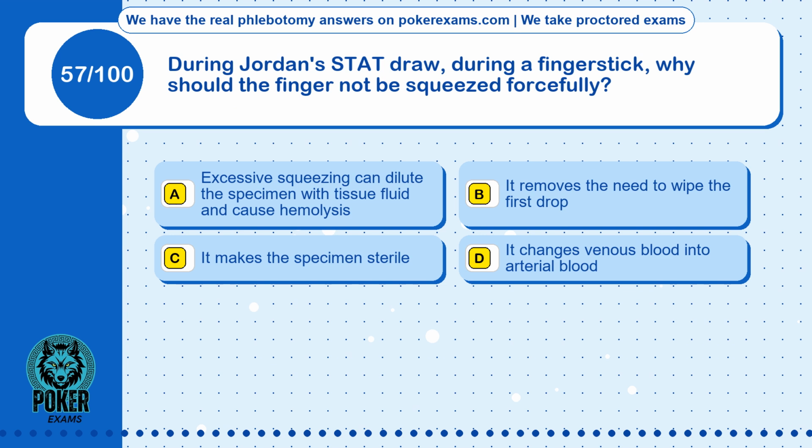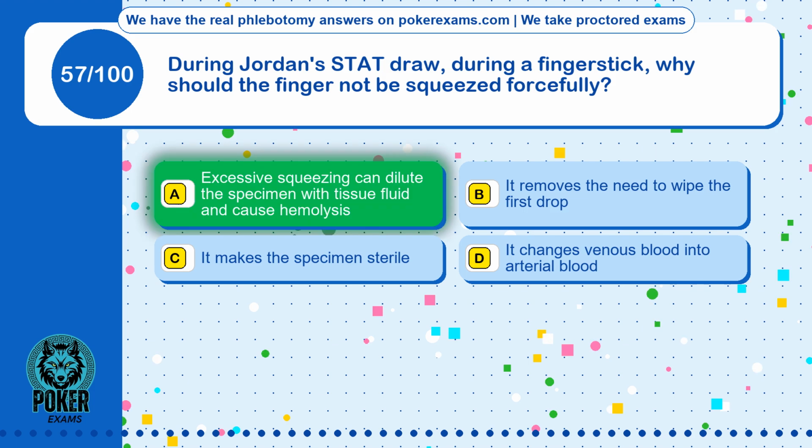Question 57. During Jordan's stat draw, during a finger stick, why should the finger not be squeezed forcefully? Option A, excessive squeezing can dilute the specimen with tissue fluid and cause hemolysis. Option B. It removes the need to wipe the first drop. Option C. It makes the specimen sterile. Option D. It changes venous blood into arterial blood.